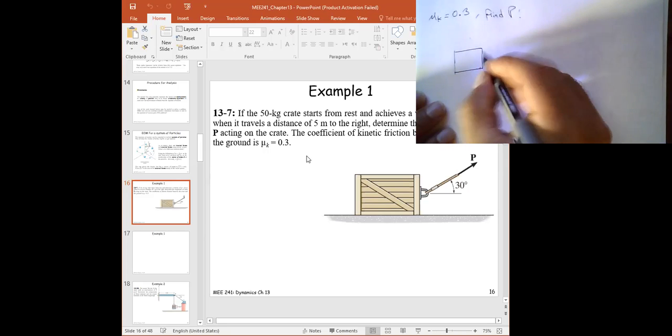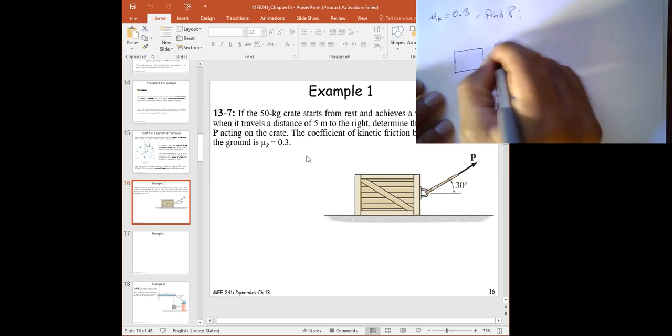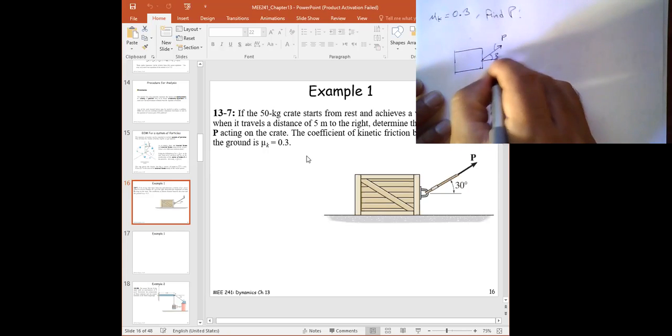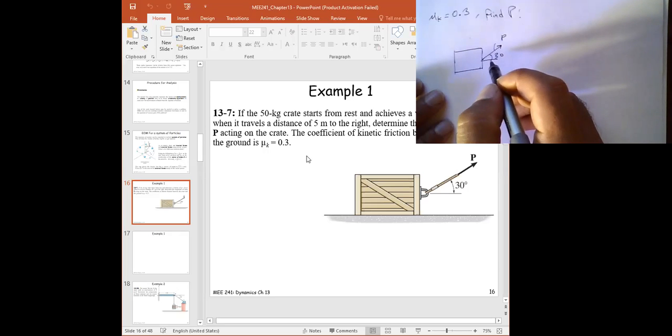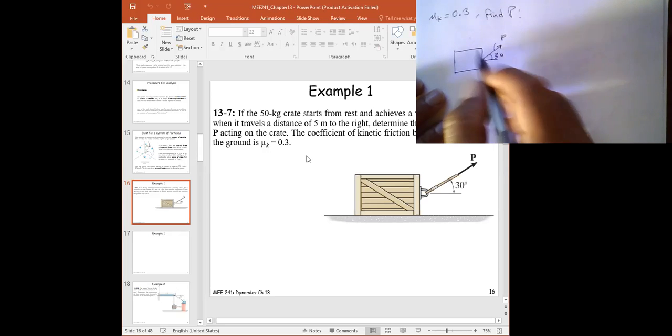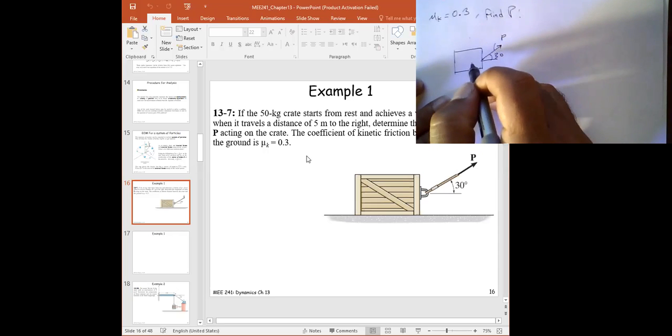Okay, so we actually have P. We can divide P into two components, or you can keep it as X and Y. We can keep it like that, and then we know P cosine 30 is in the x direction, and P sine 30 is in the vertical direction, right? Okay, what are the forces applied on this object?